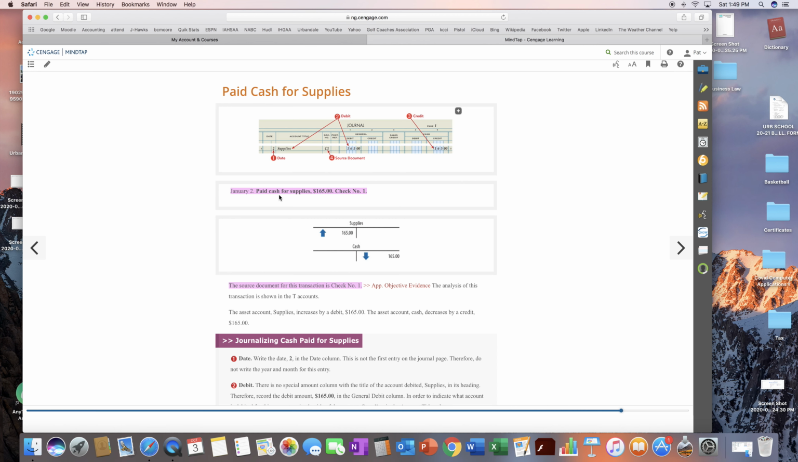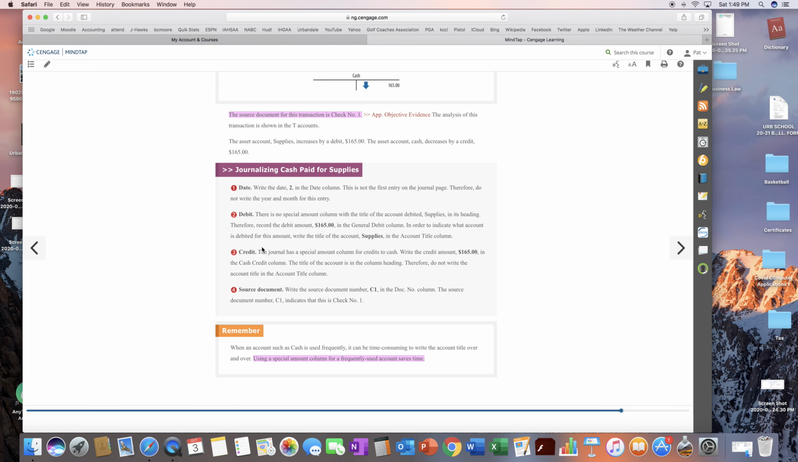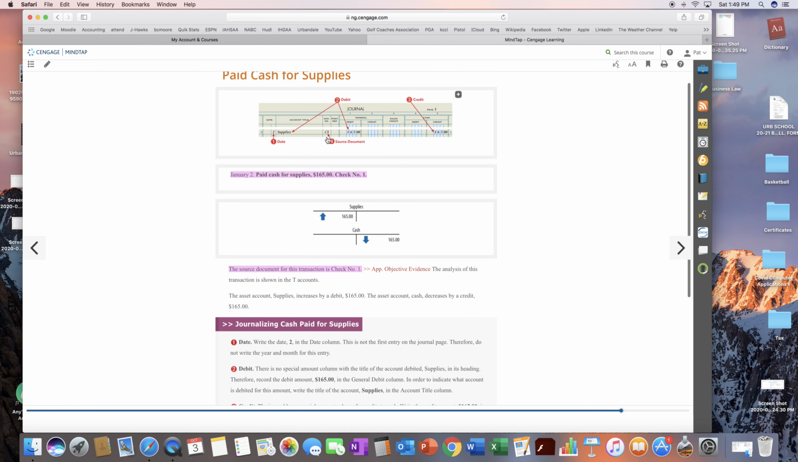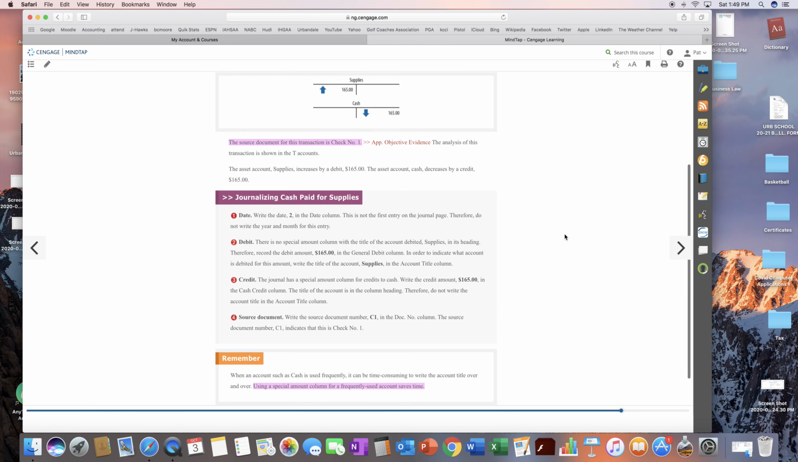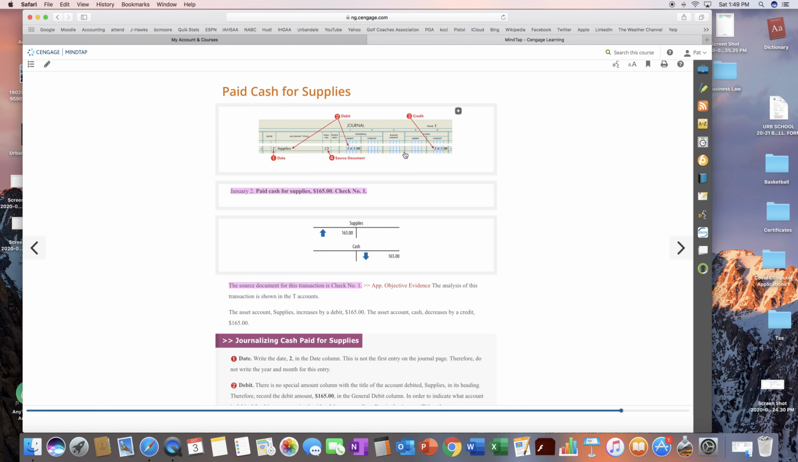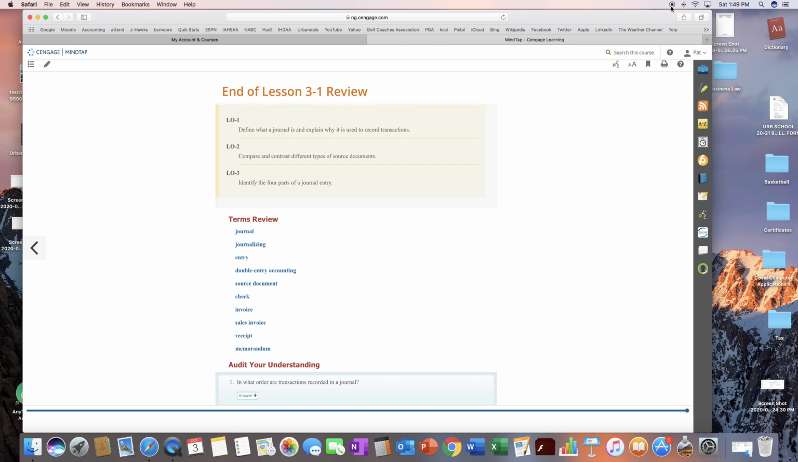We know when we pay cash or we write a check, we are lowering cash, and so we're crediting it. Source document for paying cash is a check number. That's, again, the accounting concept, objective evidence. This, again, goes step by step with all 4 parts of the transaction if you wanted to look it over. Using special amount columns for frequently used accounts saves time. That's why we have cash and sales as our special amount columns, because we hope that we will often use these more than others. And that is notes for section 1.